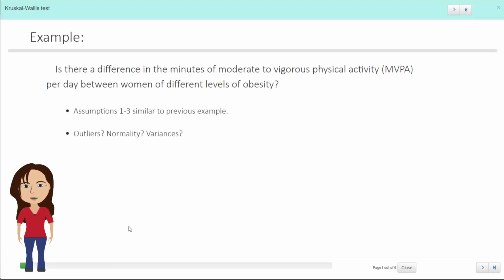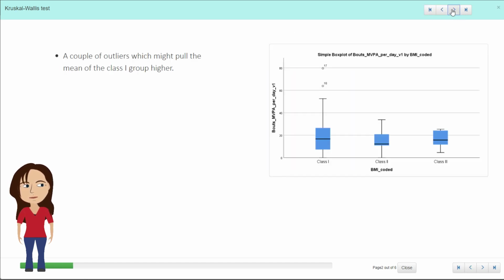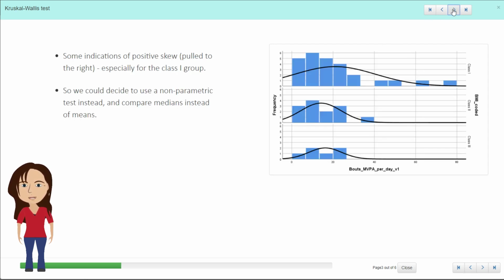Now we're going to do a really quick example for the Kruskal Wallis test, and for this I'm going to have a look at the moderate to vigorous physical activity per day between the women of different levels of obesity. So assumptions 1 to 3 are similar to the previous example. We're after the outliers, normality and variances now. So we do have a couple of outliers, and if we were testing the means, well, one, this is going to cause a lot more variation in this group, but if we were going to just write out what the means are, it would be pulling the mean up for this group. So that could potentially be a problem, that we've got those outliers.